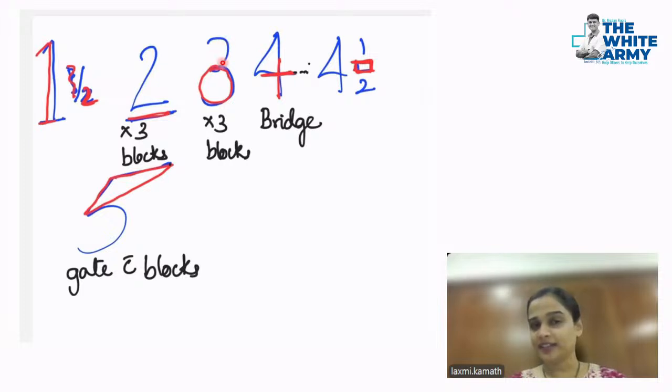And then at 3 years, you can make a circle, right? The red one is the achieved milestone. So at 3 years, the child can make a circle. At 4 years, it can make a plus. Now, plus is nothing but a cross.